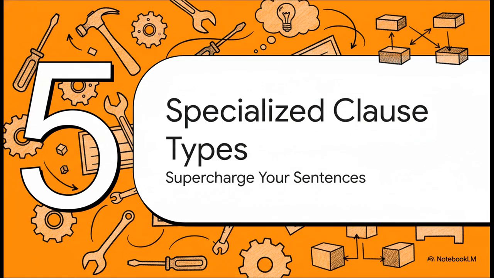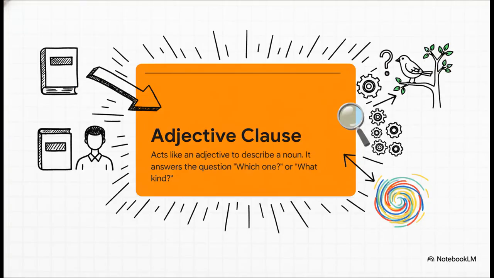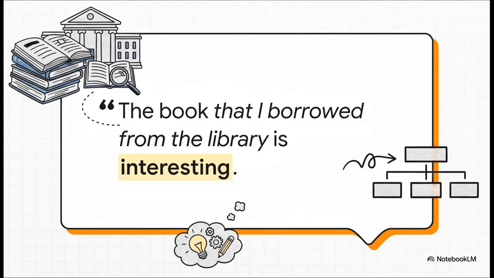But hold on, it gets even better. Because these dependent clauses aren't just for connecting things. They actually come in specialized models, like different tools in a toolkit, and each one adds a very specific kind of information. First up, we've got the adjective clause. This is your precision tool. Its whole job is to describe a noun, to answer the question your reader is always asking in their head, which one, or what kind? This is so important because our brains love specifics. Take a look. In "The book that I borrowed from the library is interesting," that clause tells us exactly which book we're talking about. It's not just some random book anymore, it's the one with a story. This is how you paint a clear picture for your reader.